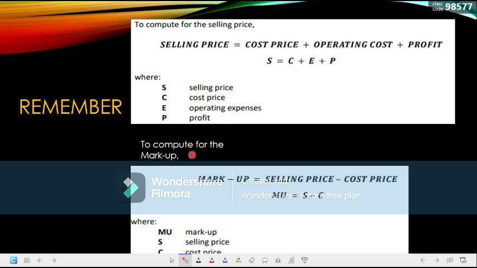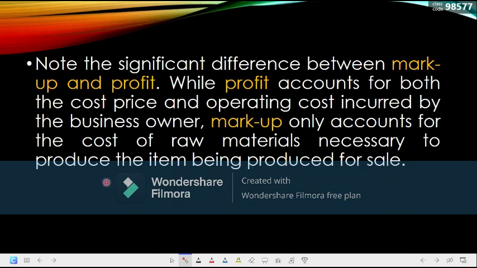And to compute for the markup, the markup is equal to the selling price minus the cost price. In symbol, MU = S - C, where MU is markup, S is selling price, and C is the cost price. Okay. Note the significant difference between markup and profit. While profit accounts for both the cost price and operating costs incurred by the business owner, markup only accounts for the cost of raw materials necessary to produce the item being produced for sale.